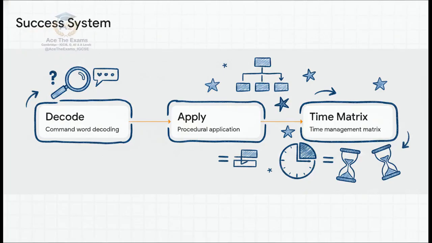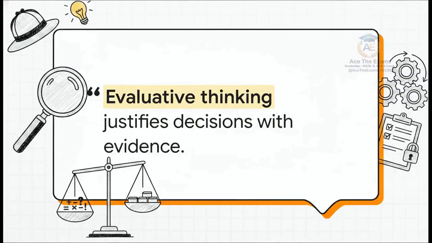Rule 3. The time management matrix. 15% of the exam marks means you should spend roughly 15% of your exam time on this topic. Please don't get bogged down on a tiny 2-mark question for 10 minutes. Move strategically. I want to share this really powerful direct quote from the Principal Examiner reports because it ties everything together beautifully.